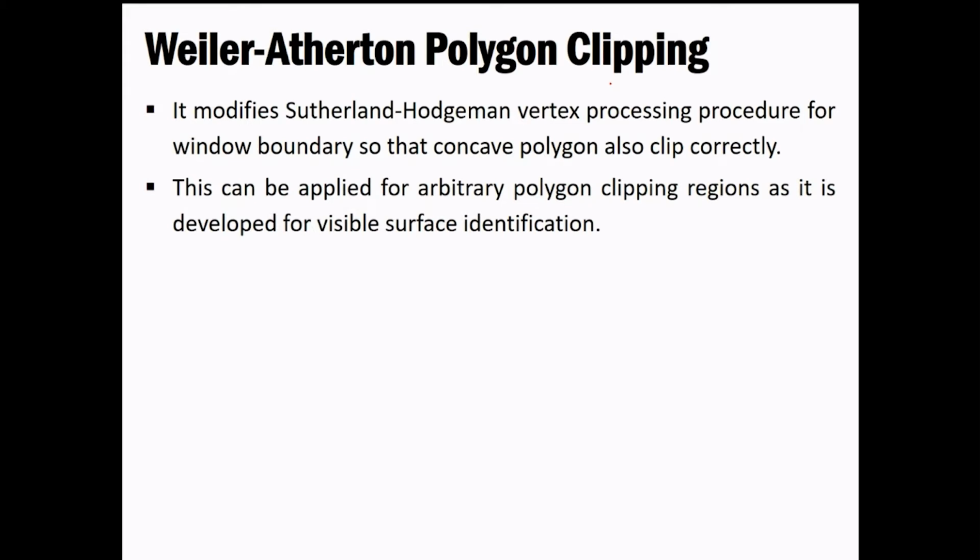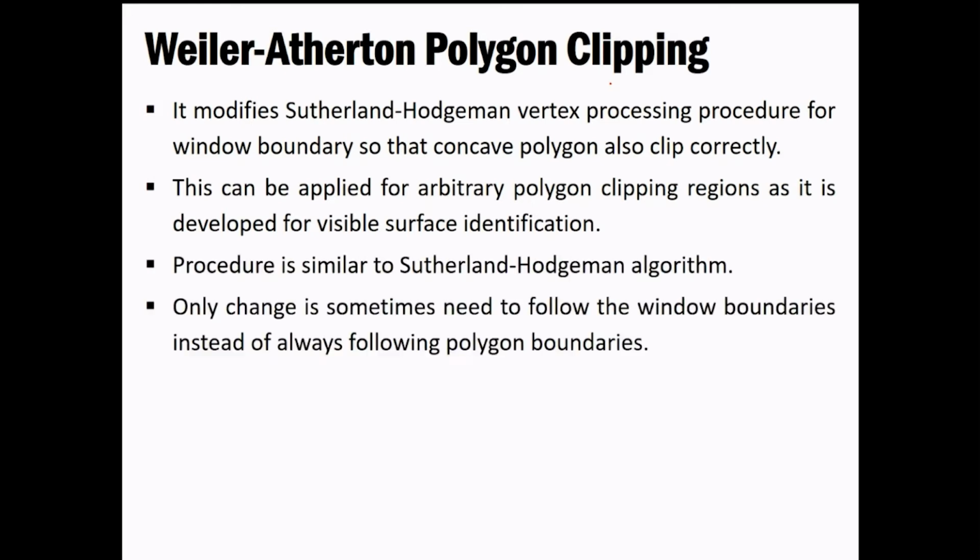So what it says is, this algorithm specifically would be able to display the visible part from the viewer's direction. So that is what we will see, and we'll try to understand it. Now the procedure is similar to the Sutherland Hodgman algorithm. The only change is that sometimes it needs to follow the window boundaries instead of always following the polygon boundaries.